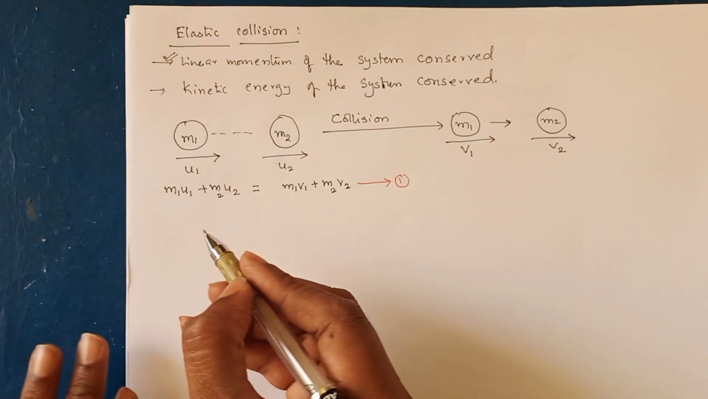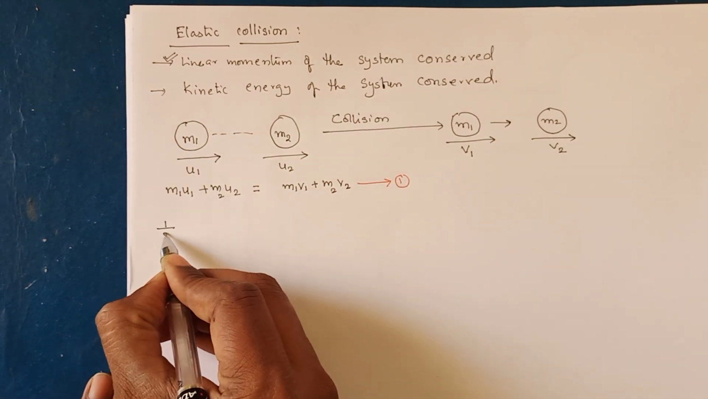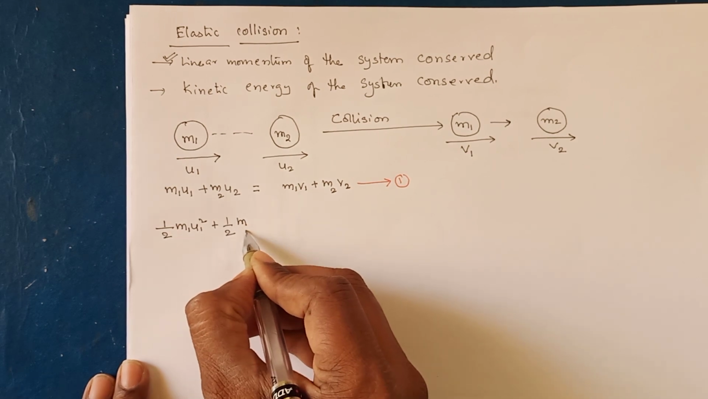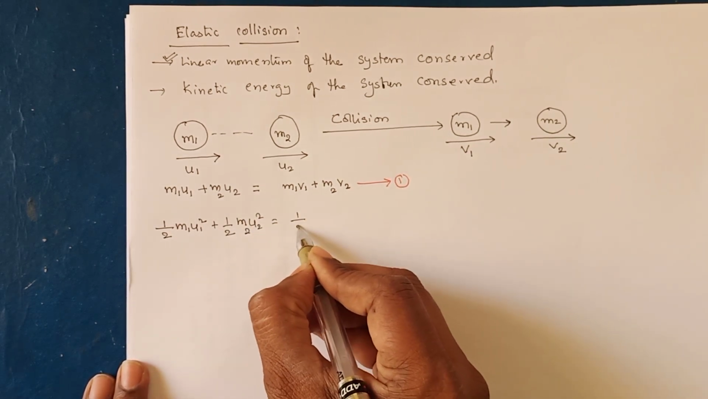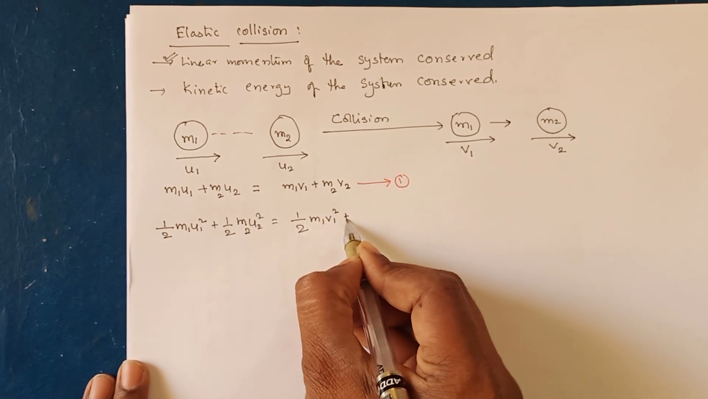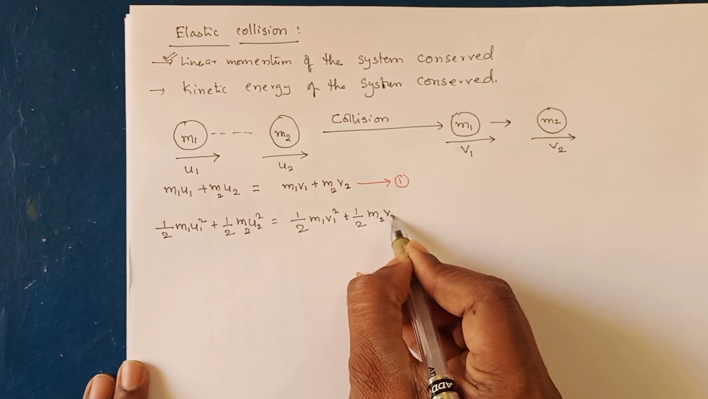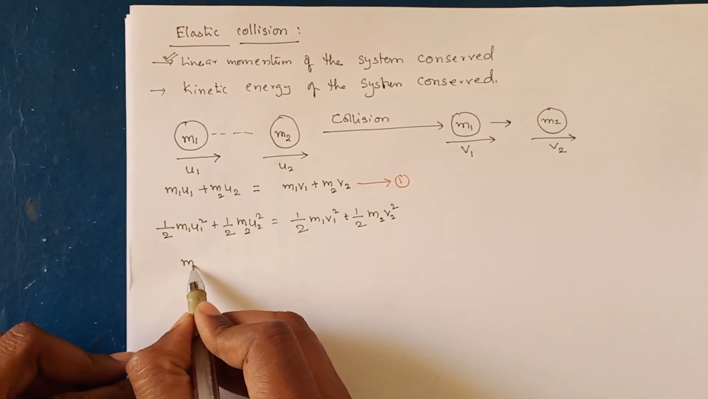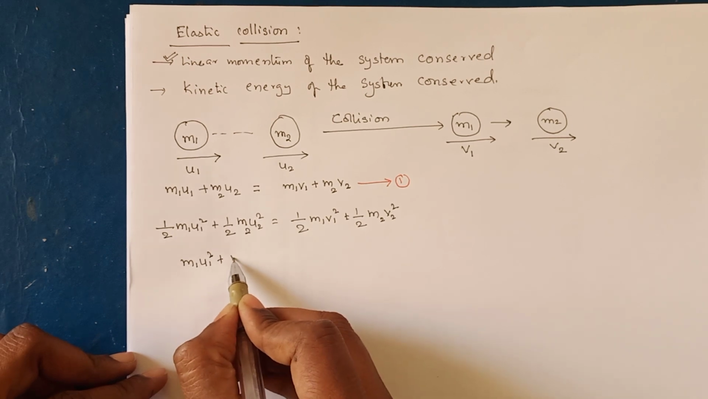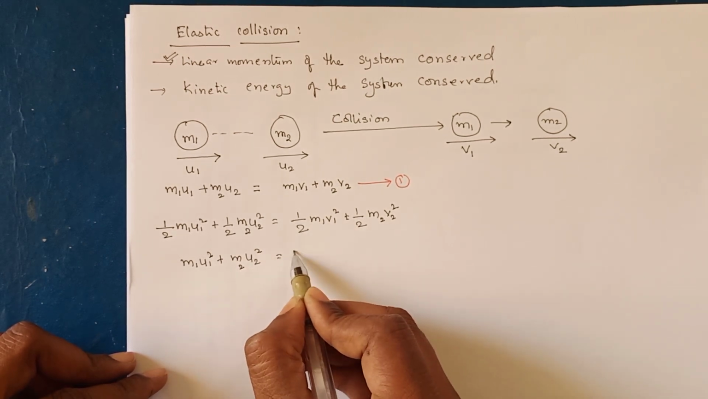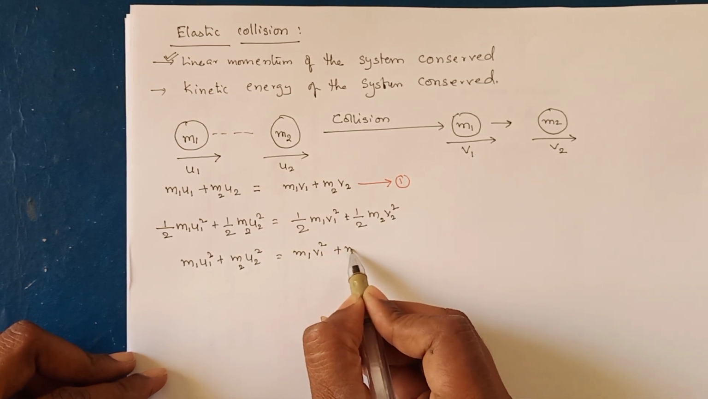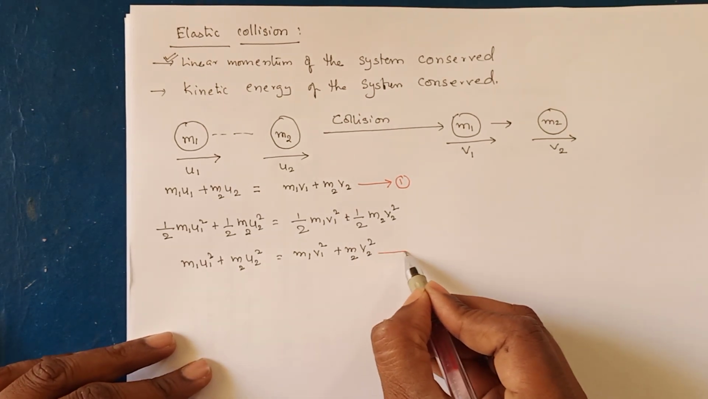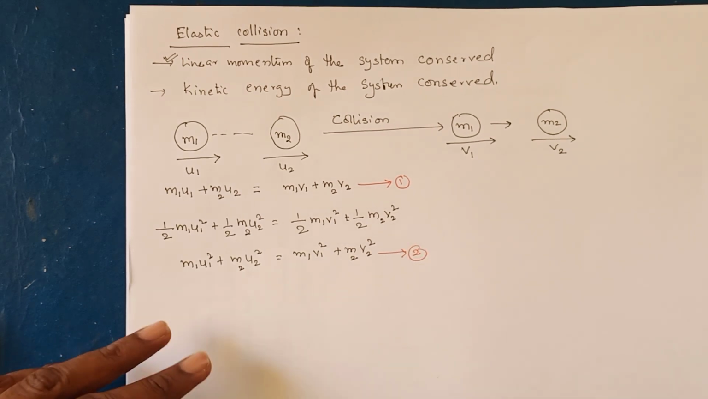Similarly, kinetic energy is conserved. What is the meaning of it? Half m1 u1 square plus half m2 u2 square is equal to half m1 v1 square plus half m2 v2 square. The half gets cancelled, taking it common, and I'll write the expression: m1 u1 square plus m2 u2 square is equal to m1 v1 square plus m2 v2 square. You write it as equation number 2.